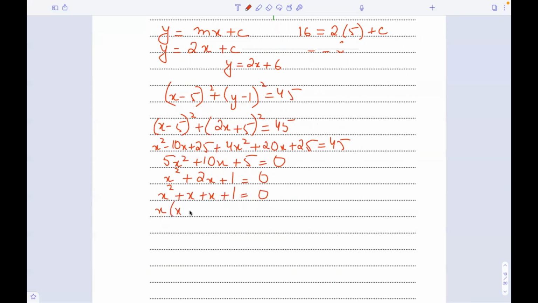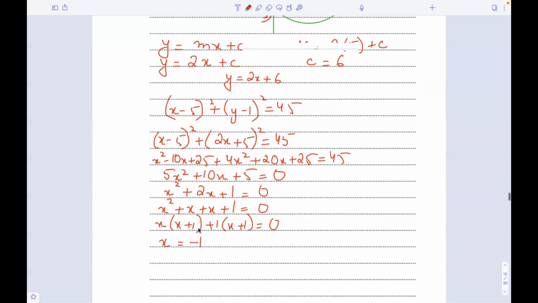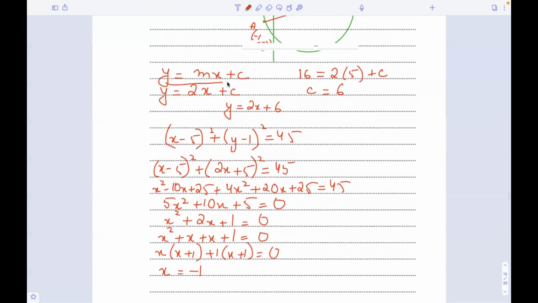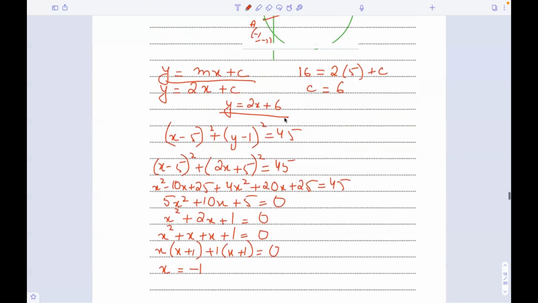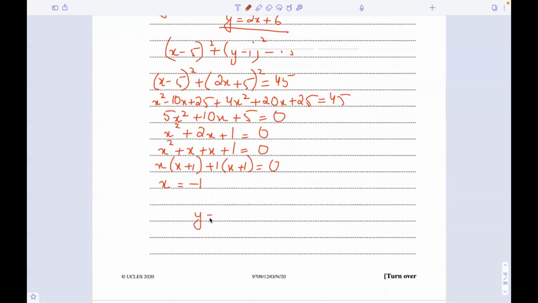We have x into x plus 1 plus 1 into x plus 1. So as we have repeated roots, we know that the x coordinate would be x equals -1. And to get the y coordinate, we can just substitute into the equation y equals 2x plus 6. So substituting x equals -1, we get -2 plus 6, which is +4. So the coordinates of E are -1, 4.